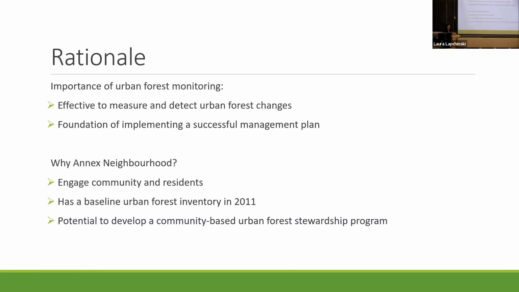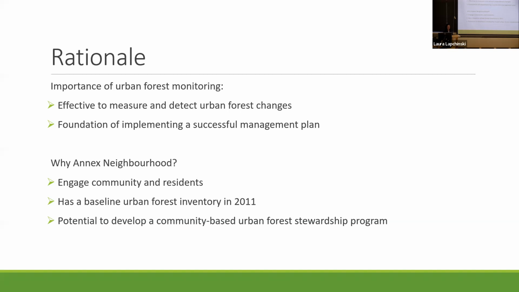Here come the reasons why this project works on urban forest monitoring and why the Annex neighborhood is the target. Urban forest monitoring is especially important in determining changes and trends in urban forests, such as the abundances of urban trees, their health conditions, growth, and mortality rates, and therefore helps to provide a baseline condition to forecast the potential deterioration. These measurements can further support management and planning of future tree planting.